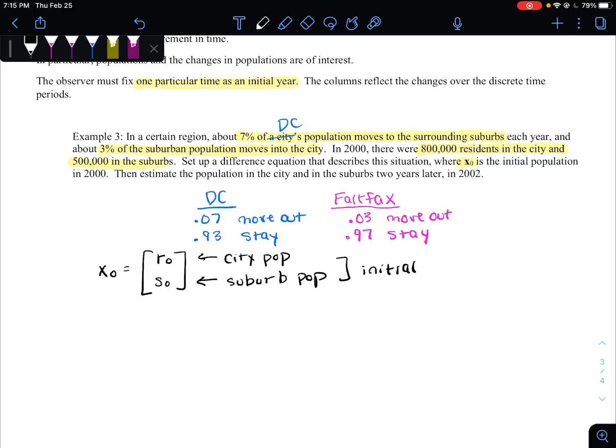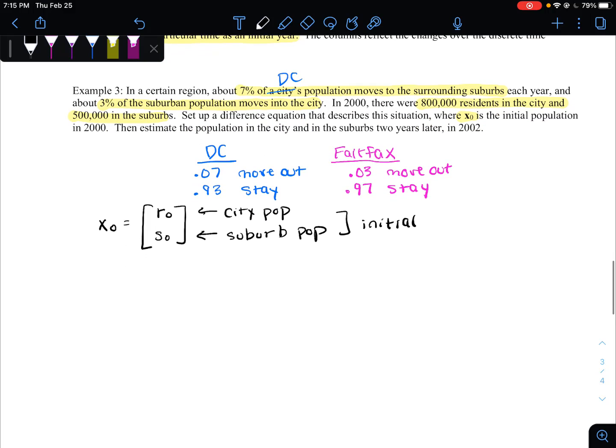All right, so before we just jump straight to the matrix, let's actually try to figure out what would happen 1 year later. How would we figure that out? Okay, so using vectors, 1 year later would be like R1, S1. I would want to multiply the city's population, the initial city's population, by... I got this backwards, because I want each row to read correctly.